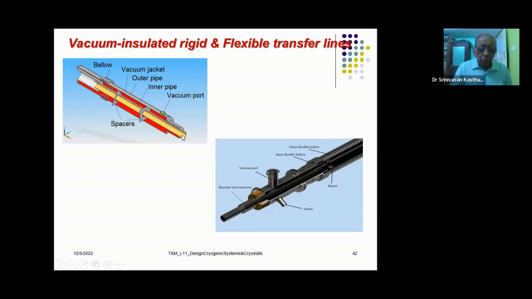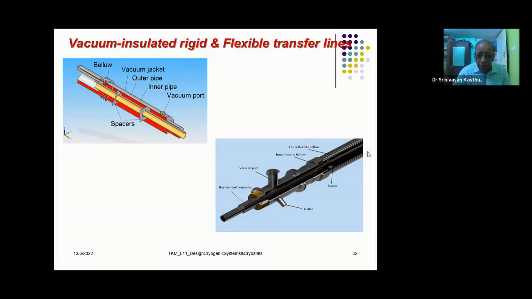So you need to evacuate the space in between. For that, you require an appropriate vacuum port, which will be connected by a special valve arrangement to the vacuum pumping system. The spaces will be appropriately evacuated. This photograph, for example, is an arrangement in the case of a flexible transfer line.